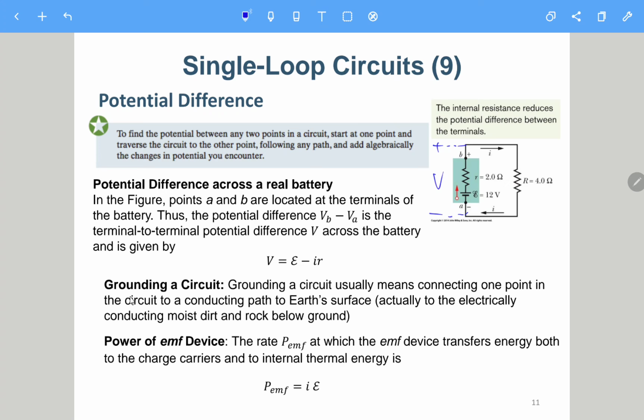Okay, so here it also mentions grounding a circuit. Grounding a circuit usually means connecting one point, and only one point, in the circuit to a conducting path to the earth surface, which means that you consider that point to have 0 volts. And then the power of the EMF device will be I times E. So it's nothing special. I times E or I times V.